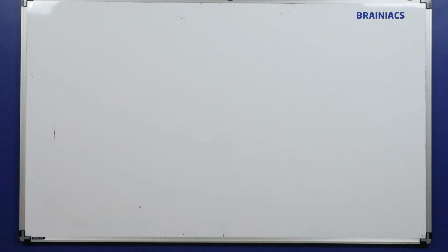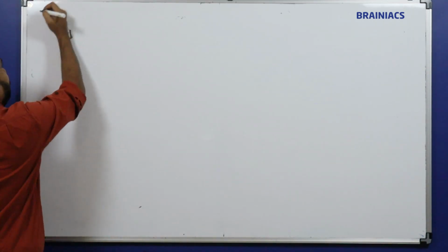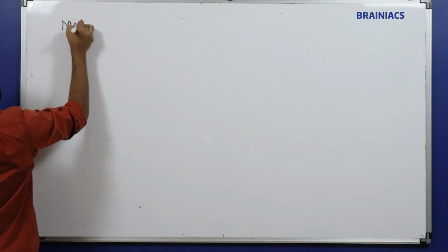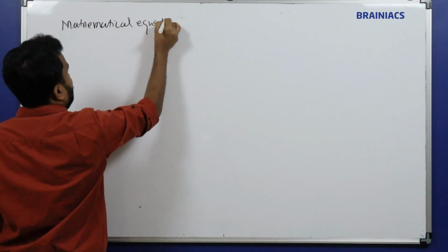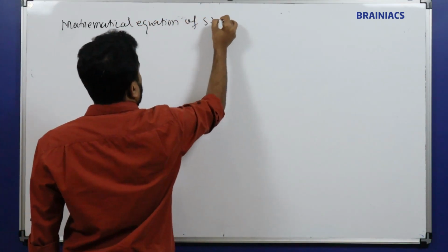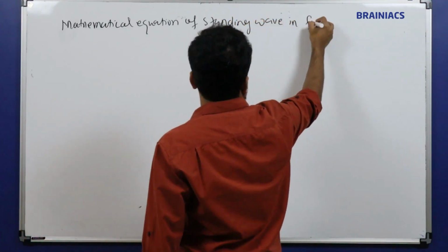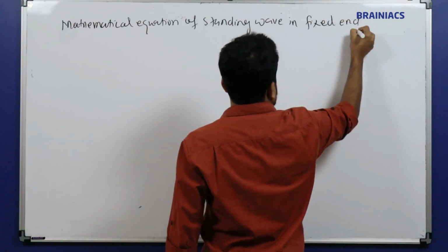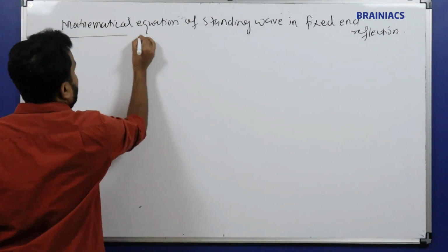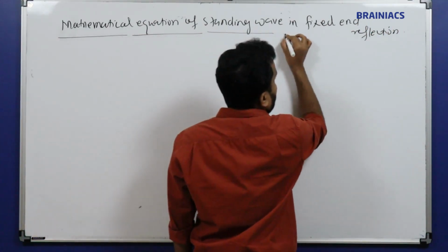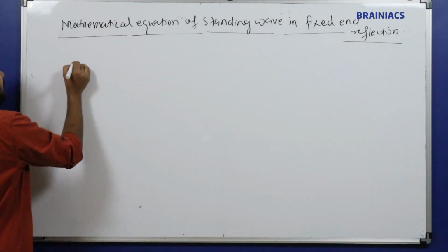So now we are still in fixed end reflection. Now we'll do some mathematical relationships. You can write the mathematical equation of standing waves in fixed end reflection. So let's know the equation.